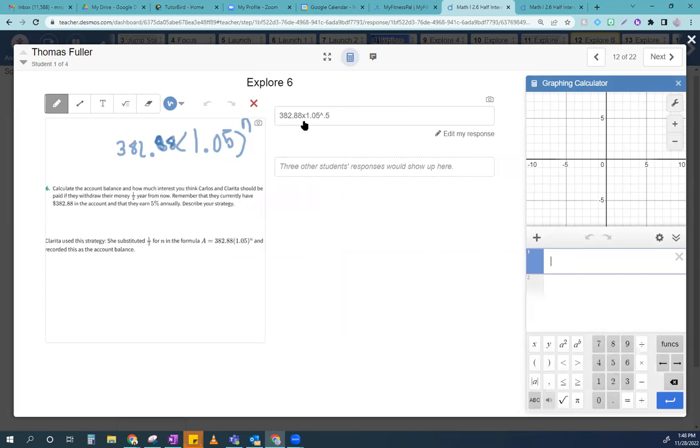So this is how this person calculated it. They got 382.88 times 1.05 to the half. Let's see what that is. 382.88 times 1.05 to the 0.5, and they got $392.34. So that kind of makes sense, right? Because I didn't let it sit there for a full year, so it wouldn't accumulate as much as had I let it. Does that make sense? So here's your answer, $392.34. Everybody comfortable with this?